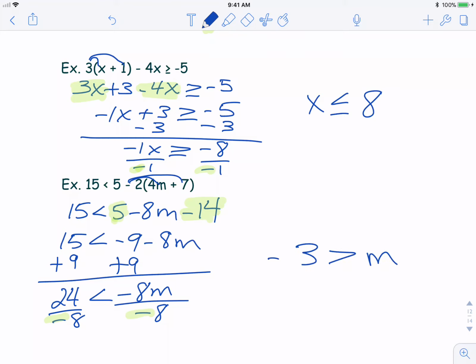Remember, this is the same thing as m is less than negative 3. Notice in both of those inequalities, the smaller portion of my inequality sign is pointing towards the m. So it's saying that m is the smaller part. So both of those inequalities mean the same thing.